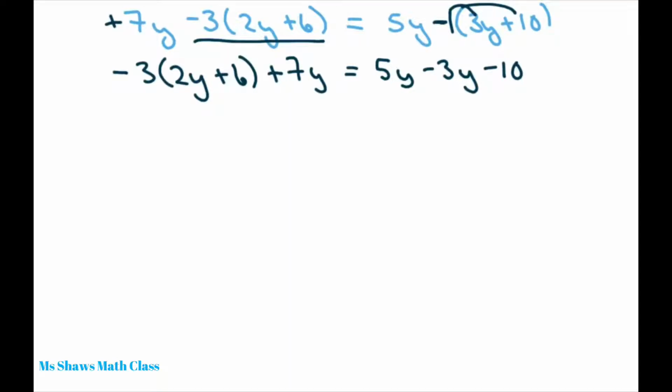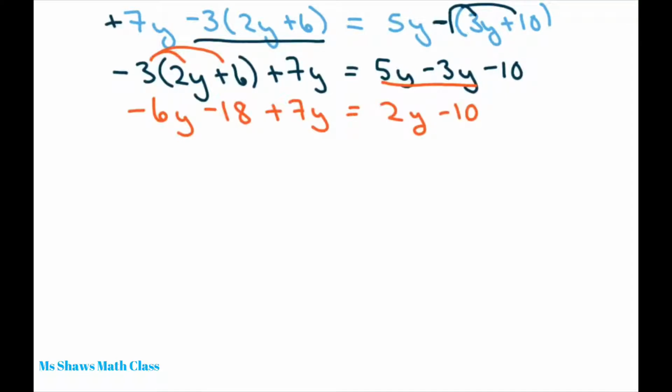Now let's clean up, simplify the left-hand side. You get -6y minus 18 plus 7y. And we can combine those two. That's 2y minus 10. And one more time. -6y plus 7y is just y. Or you could say, over here you could use the commutative property and do 7y minus 6y minus 18. All right. Then we have 2y minus 10.